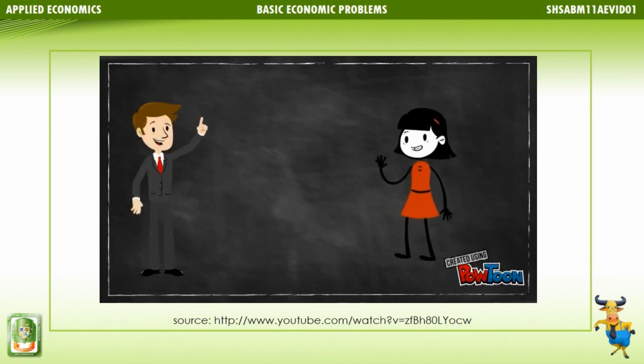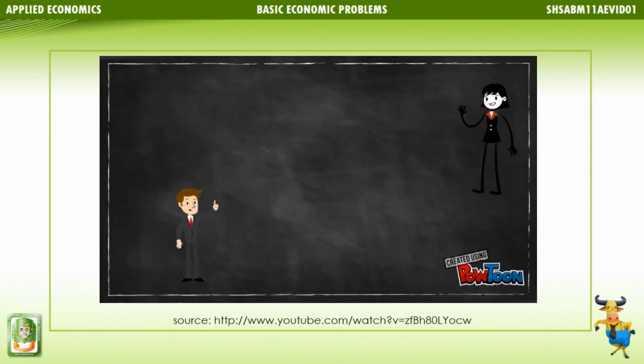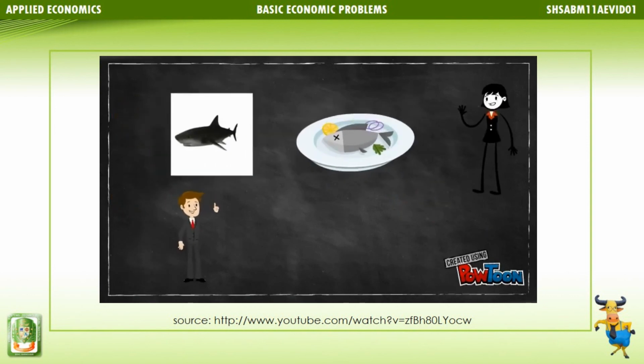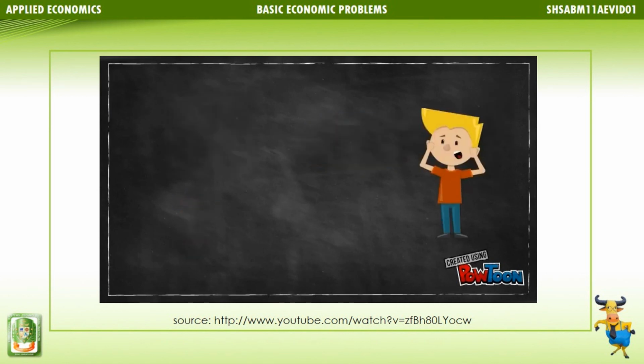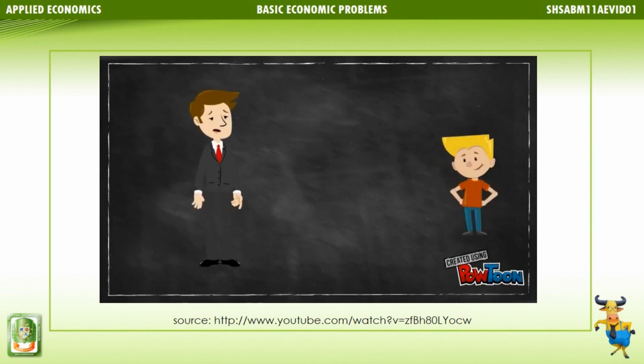Sir, why are some scarce resources more expensive than others? It's because some goods are more scarce than others. For example, shark meat is more expensive than fish meat, because shark is more scarce compared to fish. Sir, then what in the world is not scarce? Oh, Jim, it's so simple. Things such as air and students like you are not scarce. They are in abundance.